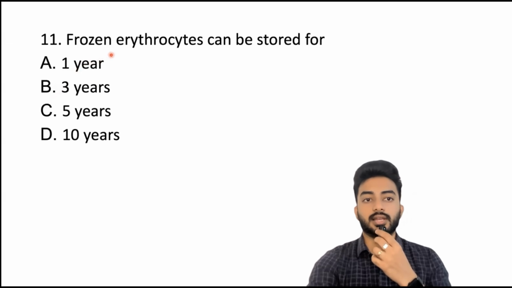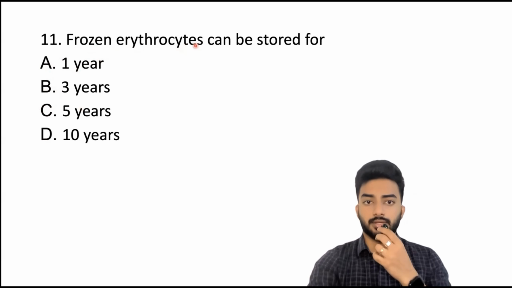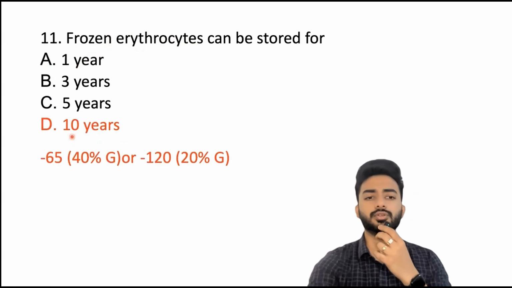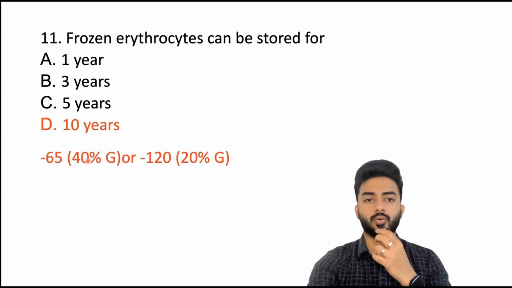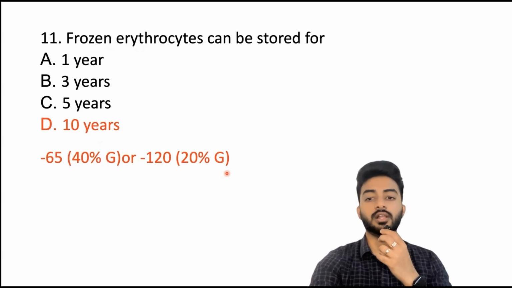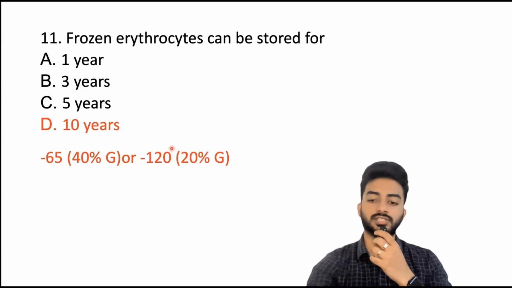Next question, 11th. Frozen electrolytes can be stored for option A 1 year, option B 3 years, option C 5 years, option D 10 years. So the ABI guidelines say the electrolytes that are in frozen form can be stored for up to 10 years. So we have two forms. One is if you are adding 40% glycerol to the frozen electrolytes, it can be preserved at minus 65 degrees Celsius. But if you are adding 20% glycerol, then you have to store it at minus 120 degrees Celsius for its shelf life.